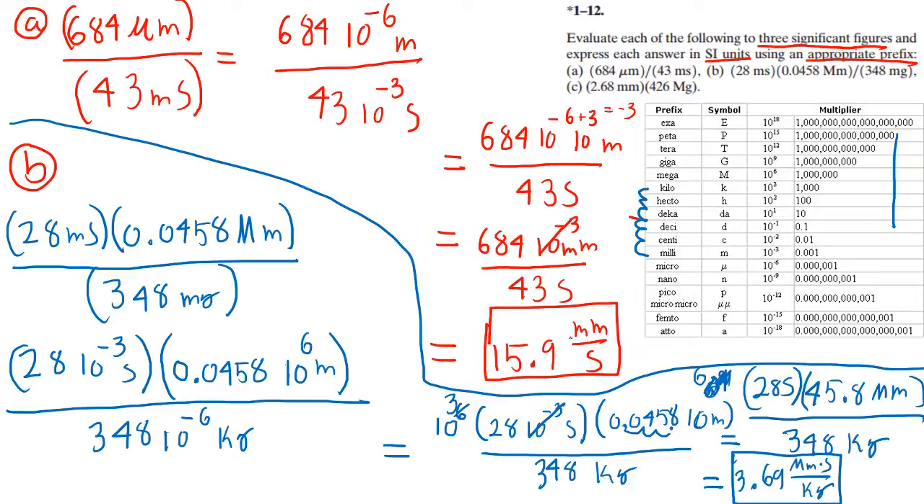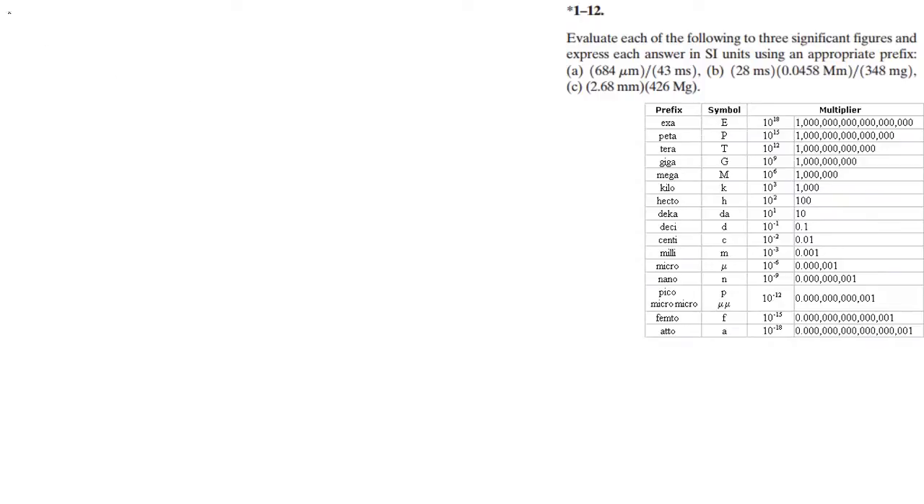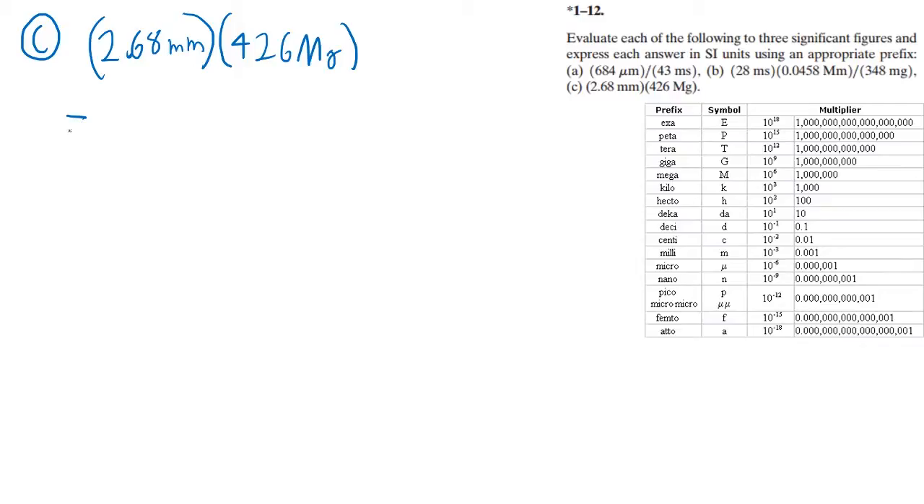That's awesome. And then, as you can probably tell for C, I'm going to have to do some erasing of the entire slide. So we got C, 2.68 millimeters multiplied by 426 megagrams. For this one, we're just going to simplify. I can already tell you meters, like in the last problem, is going to get the boot, and we're going to prioritize the kilograms.